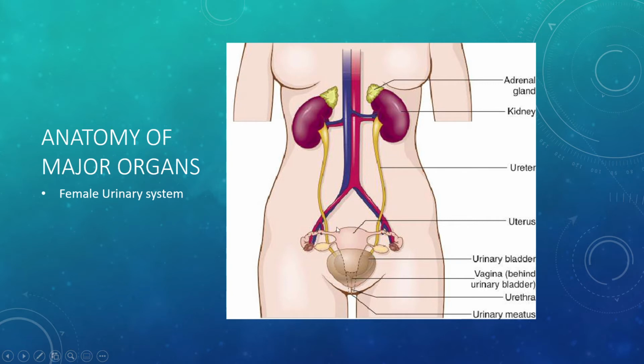The difference in anatomy here is that in females there is a uterus, which is posterior to the bladder, meaning that the bladder sits anterior to the uterus and vagina. The urinary meatus will be anterior to the vaginal opening.